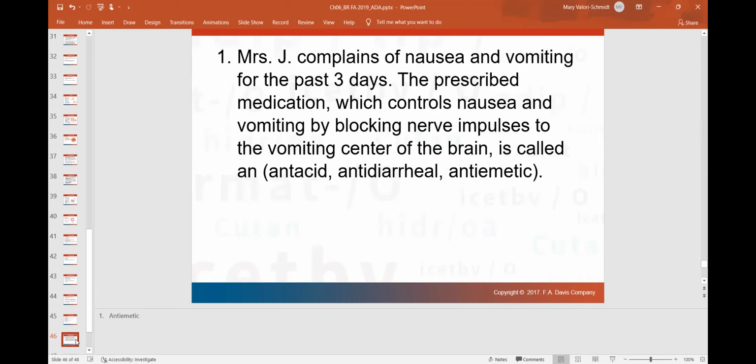Mrs. J complains of nausea and vomiting for the past 3 days. Prescribed medication which controls nausea and vomiting by blocking nerve impulses to the vomiting center of the brain is called, if you guessed antiemetic, you were correct.